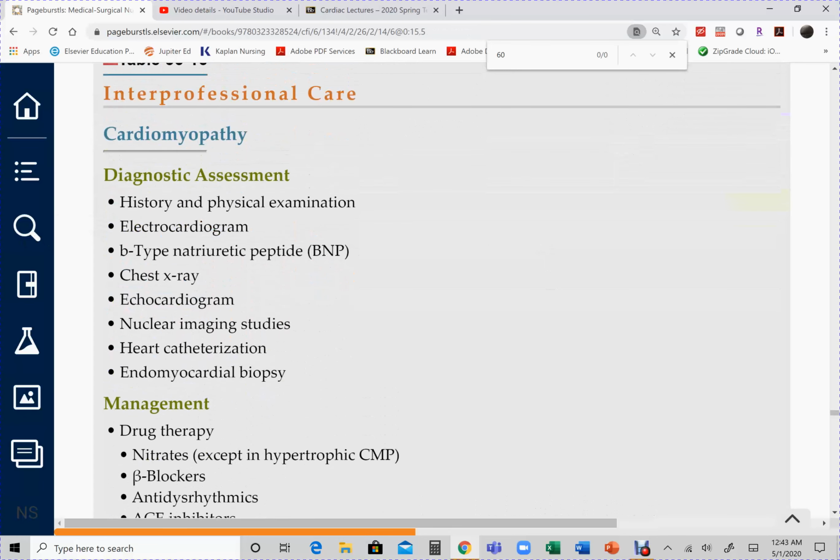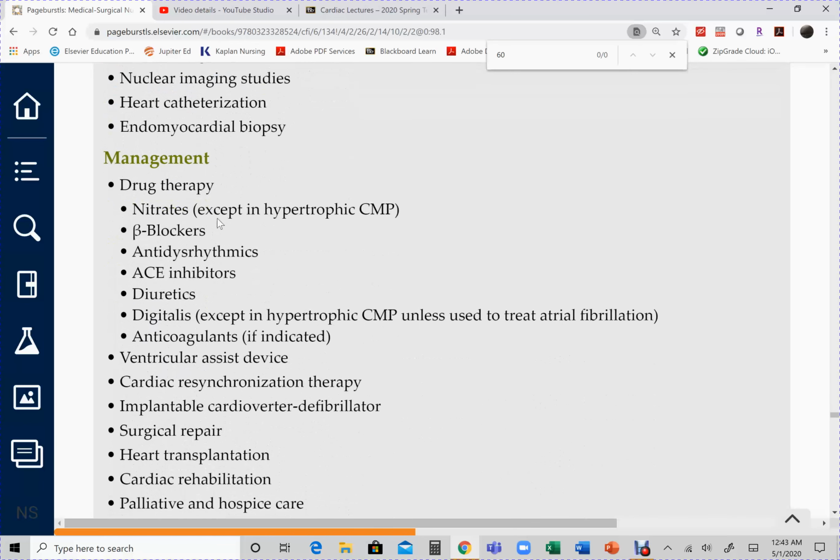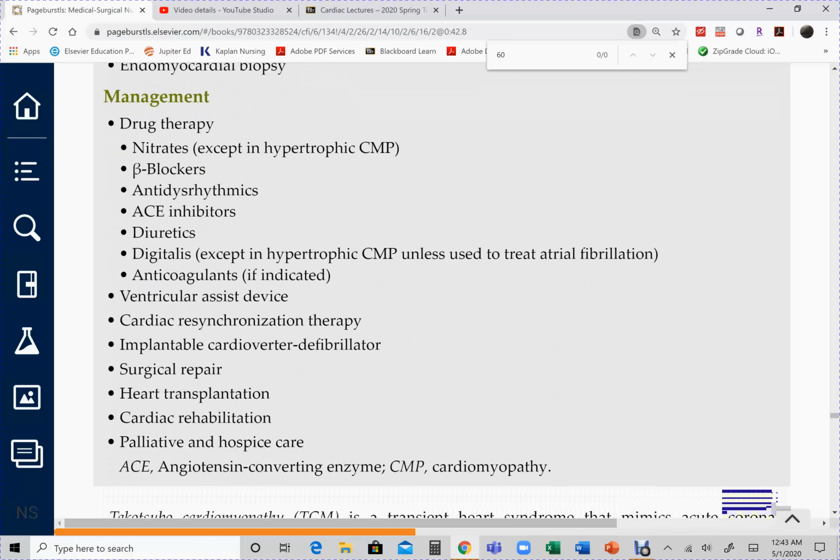Look at this one, diagnostic testing, so here's BNP, because again, the patient develops heart failure, so there will be congestion, so the patient goes into heart failure, so same thing. Management, the same thing here. These are the medications for heart failure.